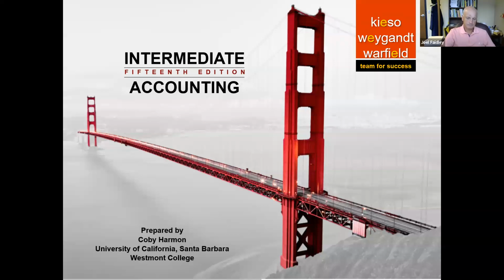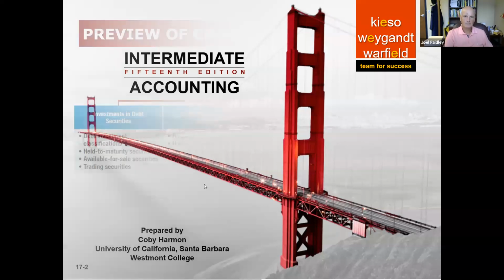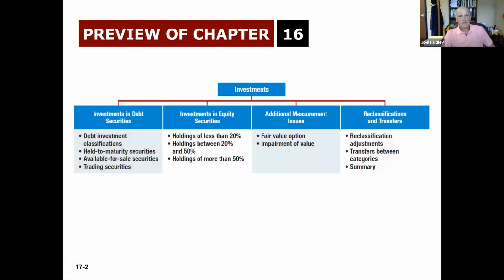So let me go ahead and share the PowerPoint here. Let's jump right in. There we go. So this chapter really can be split into two parts. It's the bond or debt investment side, and then it's the equity or stock side. So the first part we're going to look at is debt investment.